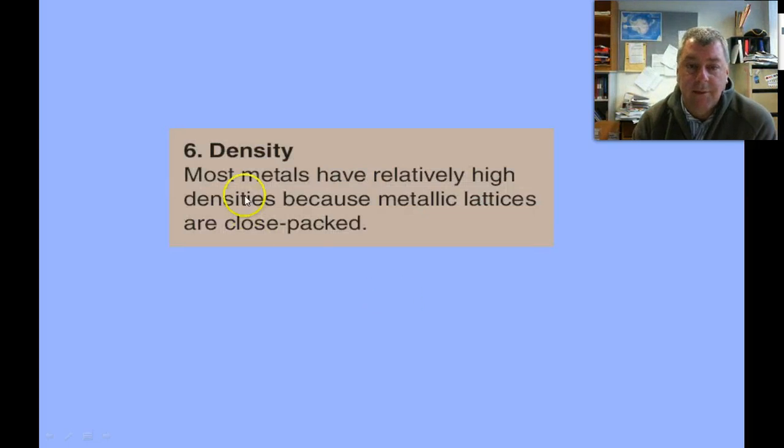Density, that's just telling us that the metal lattices are closely packed. Remember that slide of the oranges? That's closely packed. If the oranges were separated by a big distance, that's not closely packed. So basically closely packed means that you can't fit any more in. It's as close as it can get. So that's why they're dense.